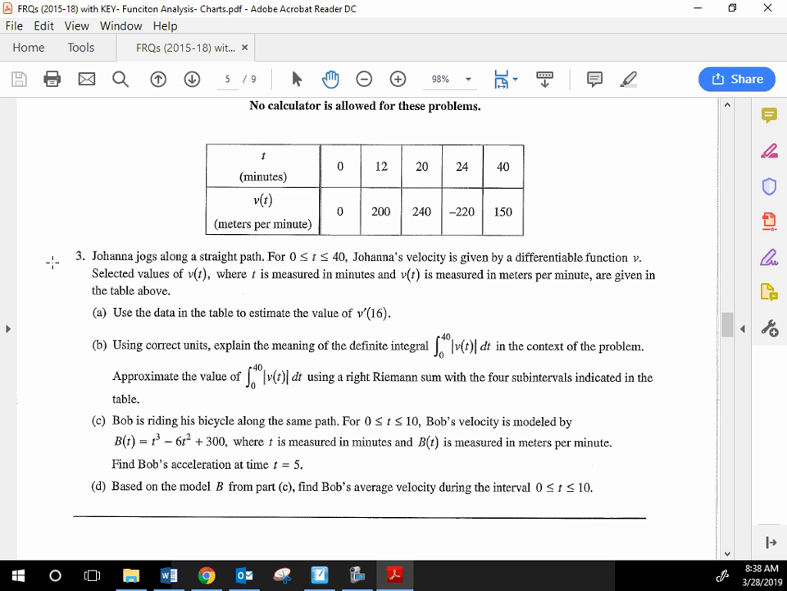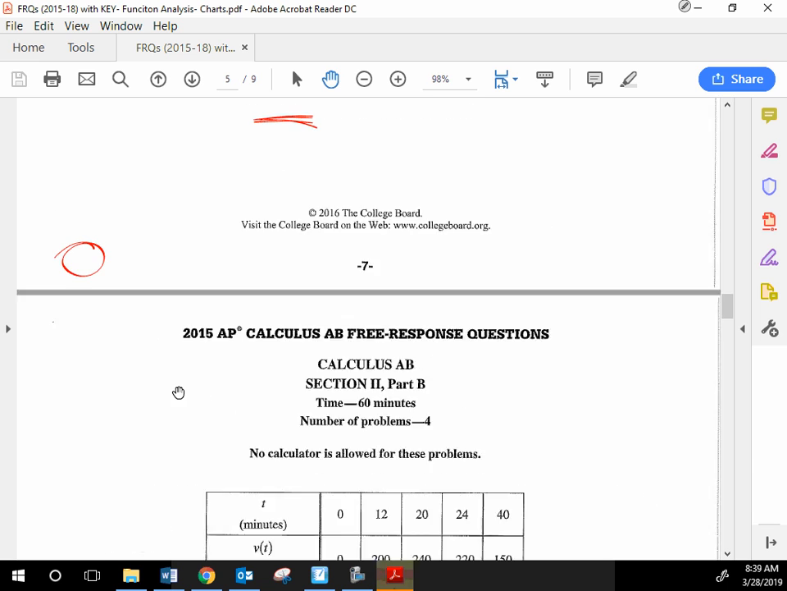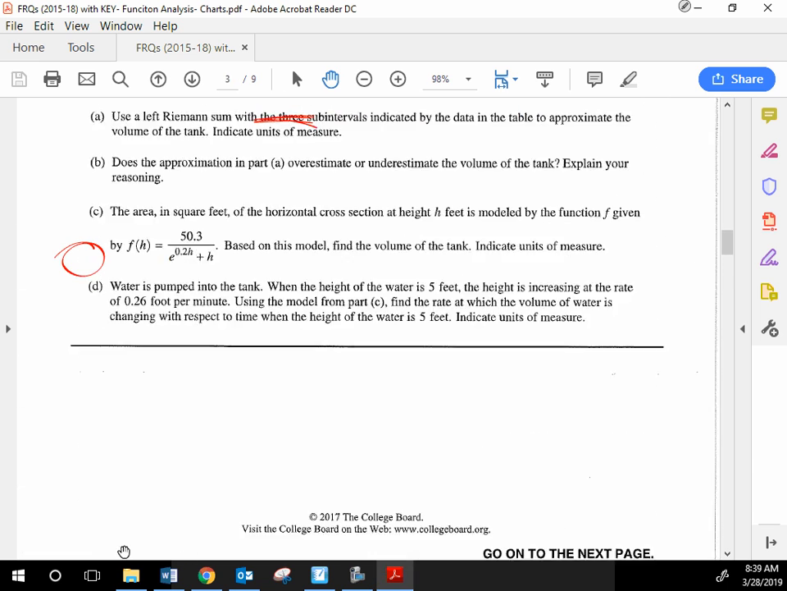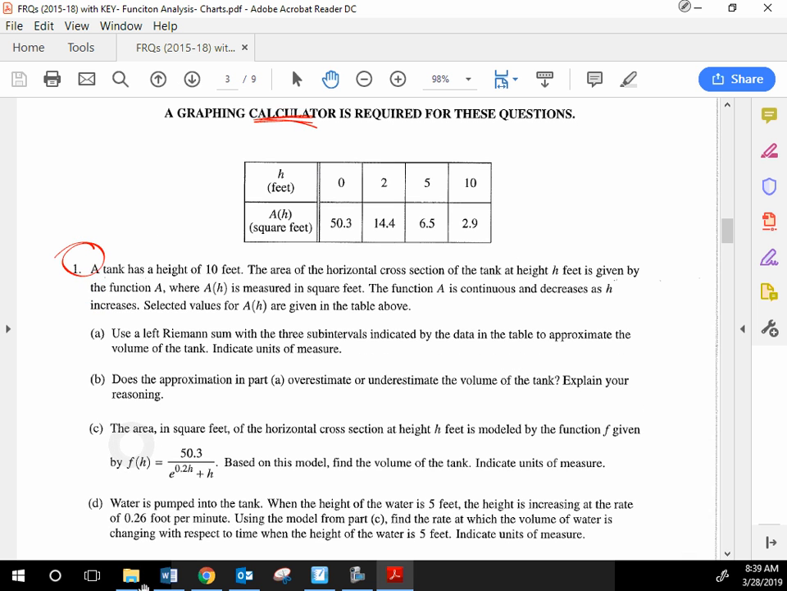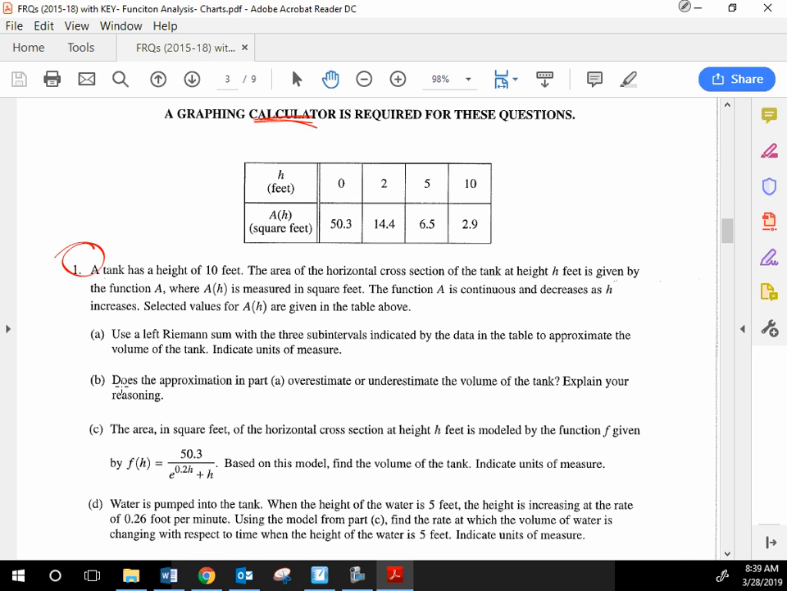So for us, we are going to do question 2017 and 2015. 2015 here you can see is no calculator. And then 2017, oh, 2017 was a calculator one. So you are going to get out your calculator for that one.